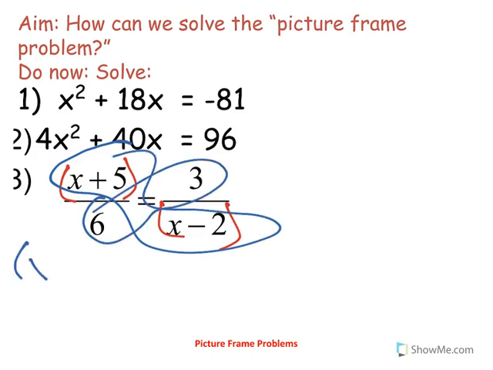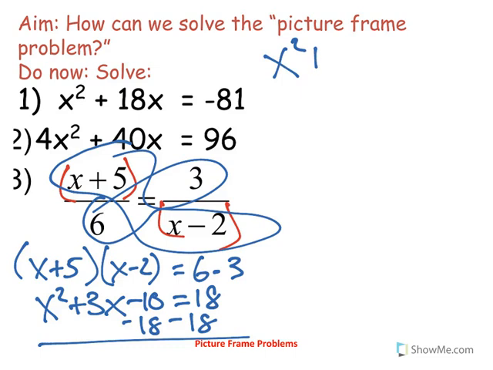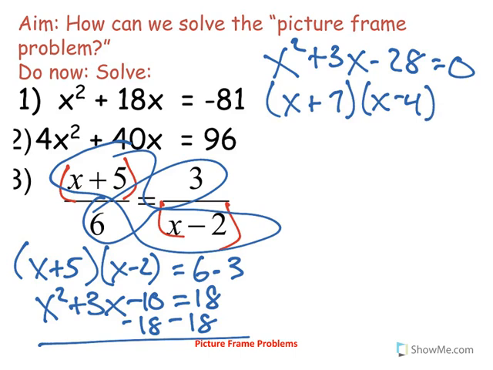All right, so that tells me that x plus 5 times the quantity x minus 2 is equal to 6 times 3. So I'm just going to combine the like terms, right? Obviously, when we do this, we get x squared plus 5x minus 2x minus 10, which is really x squared plus 3x minus 10 is equal to 18. I'll add negative 18 on both sides, which gives me x squared plus 3x minus 28 equals 0, because we always want to put our quadratic in standard form. I can factor as quantity x plus 7 times x minus 4.